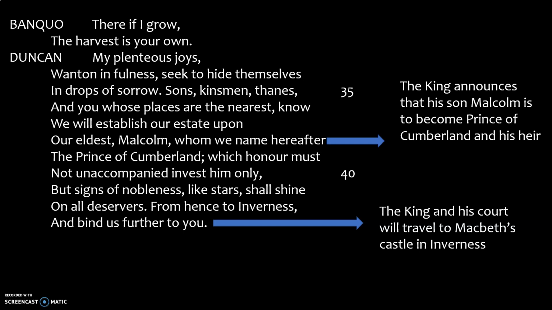And then in the middle, where I've put that first arrow there, the king announces that his son Malcolm is to become Prince of Cumberland. He says, "We will establish our estate upon our eldest, Malcolm, who we name hereafter the Prince of Cumberland." And then he talks near the bottom there, "from hence," like from here, we're going to go to Inverness, which means the king and his court, everybody who's with him, are going to travel to Macbeth's castle in Inverness.